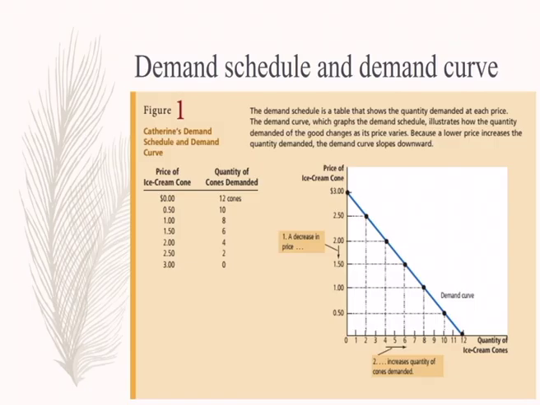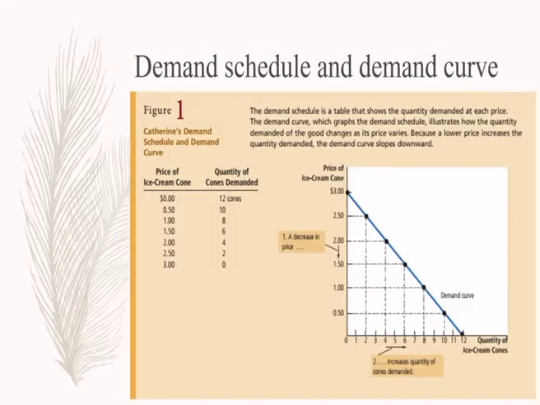If you see this demand schedule and demand curve graphically, at each price for each commodity, an individual shows what quantity they are buying. Particularly, they have taken ice cream as an example: the quantity demanded at each price. The demand curve, which graphs the demand schedule, illustrates how the quantity demanded of the good changes as its price varies, because a lower price increases the quantity demanded. The demand curve slopes downward, right?